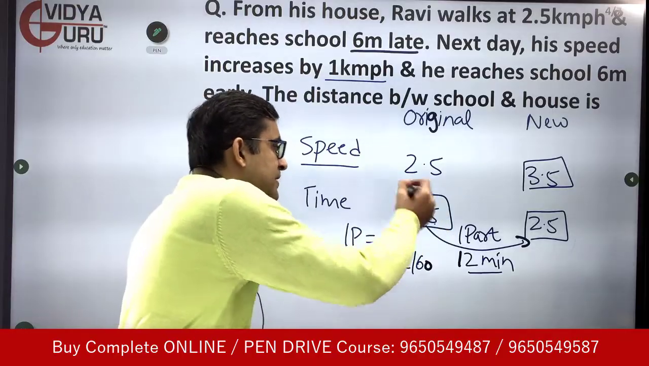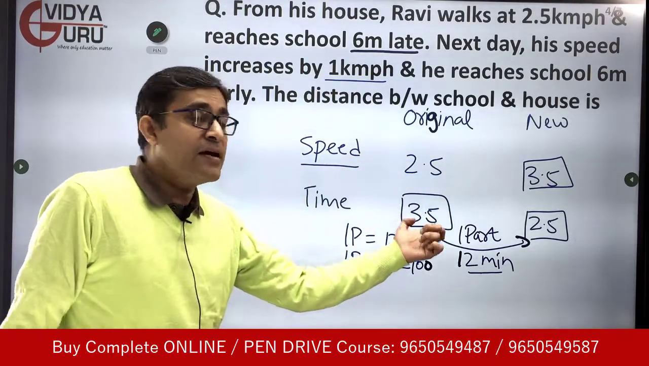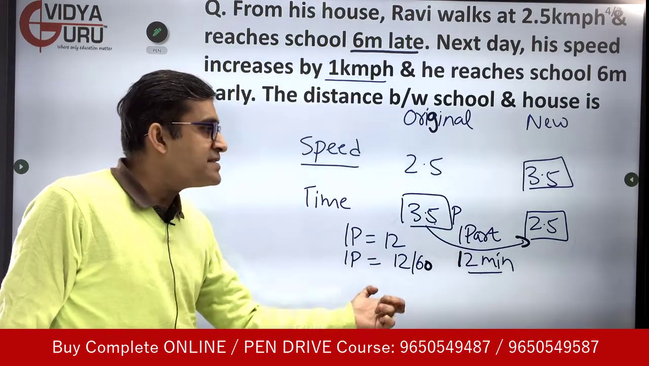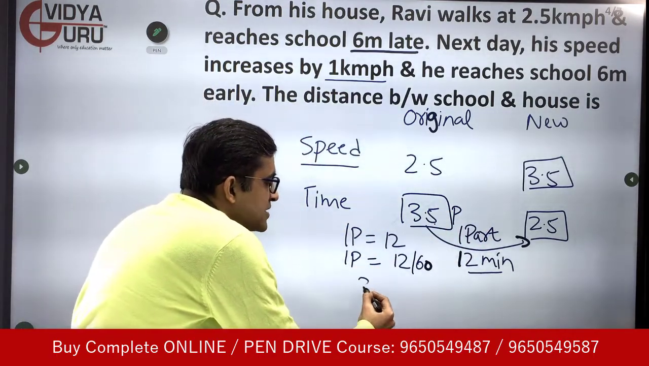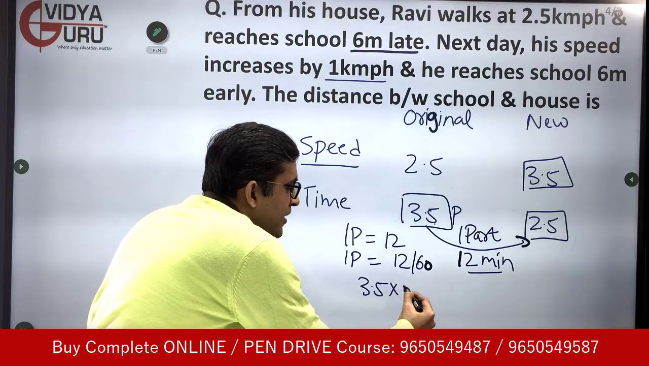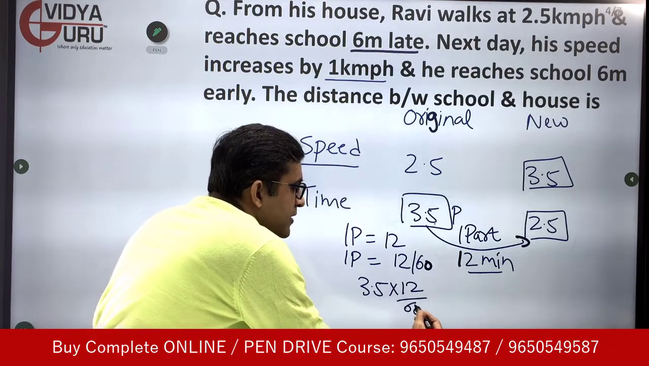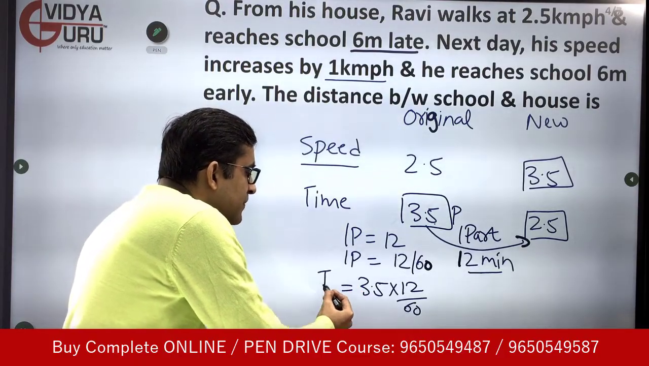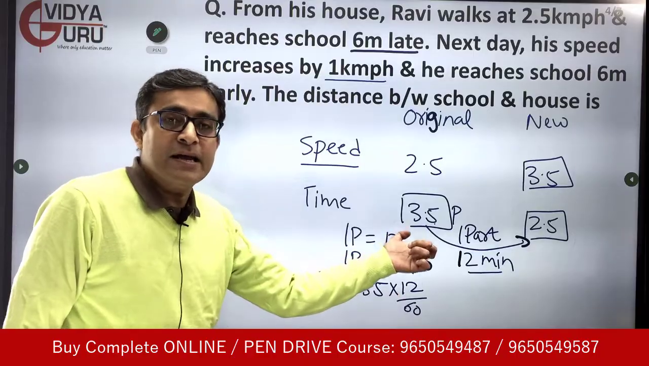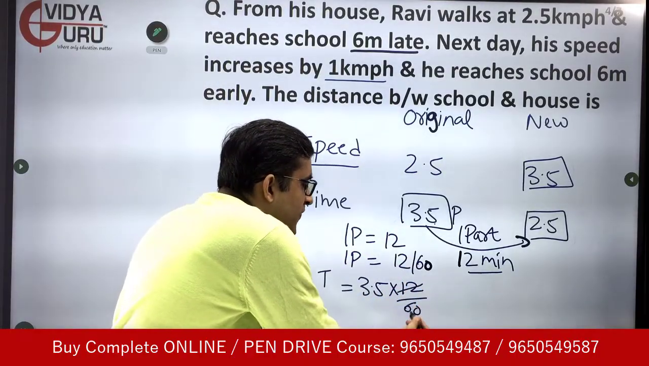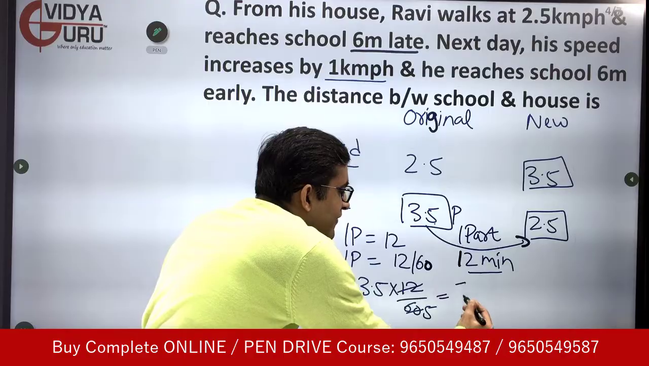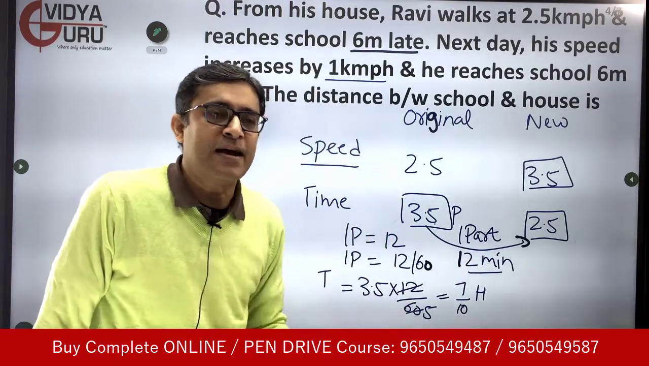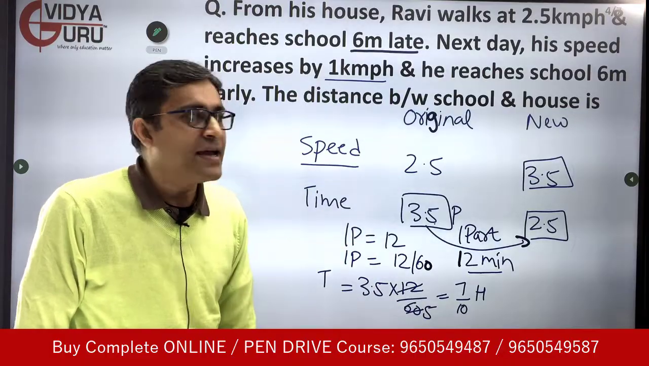What was the time taken? Students, the time taken earlier was 3.5 parts. 1 part is equal to 12 by 60. So 3.5 parts is what? 3.5 into 12 upon 60. That was the time taken earlier. So what will it be? 12 5s are 60. It will be 7 upon 10. Students, the time taken earlier was 7 by 10 hours.